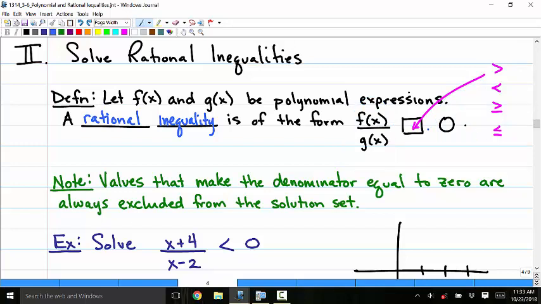Note, values that make the denominator equal to 0 are always excluded from the solution set. That's huge. This is the extra step in the rational inequalities. Whatever makes the denominator equal to 0 is always going to be an open circle on your number line. Okay? So if 0 is in the denominator, whatever values make the denominator 0, those are open circles on your number line. Let's go do one.